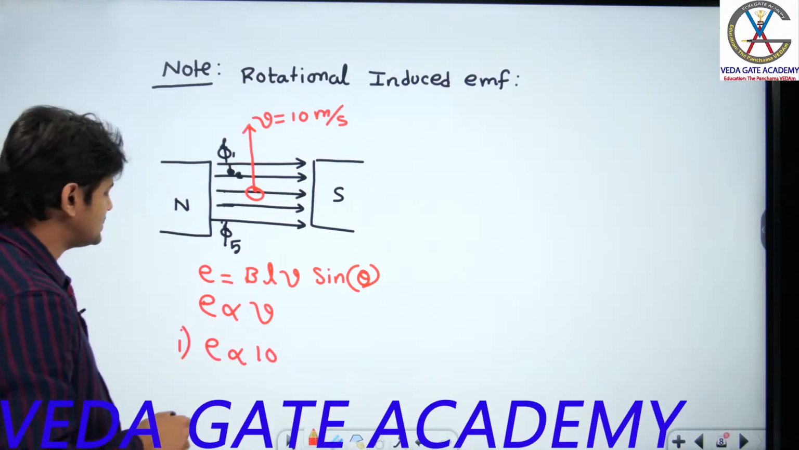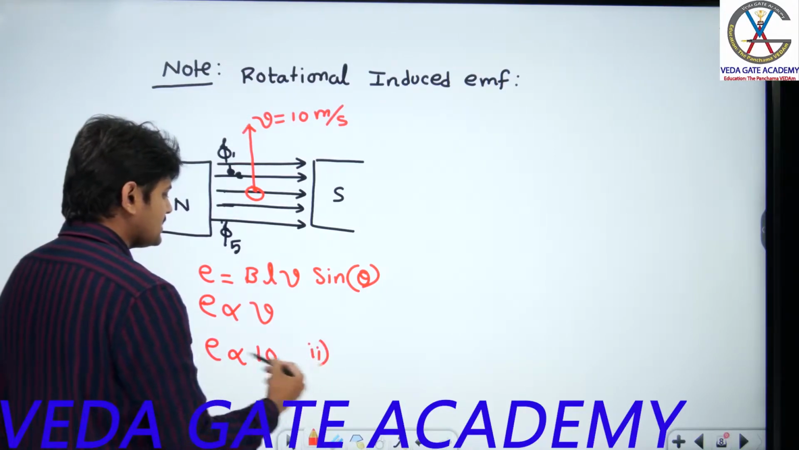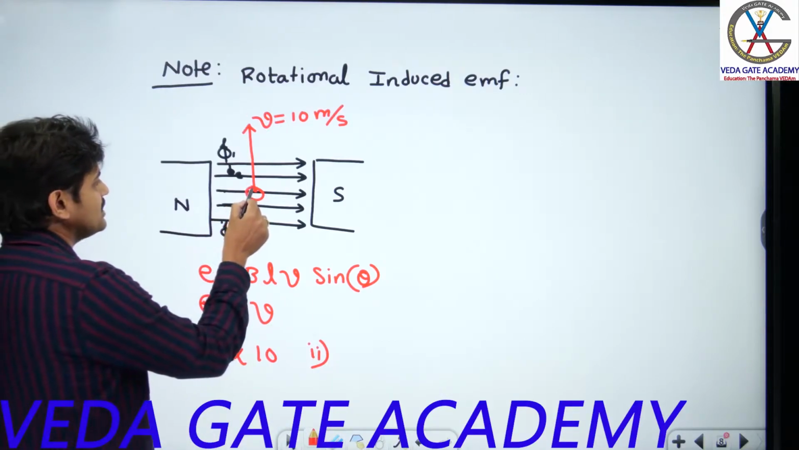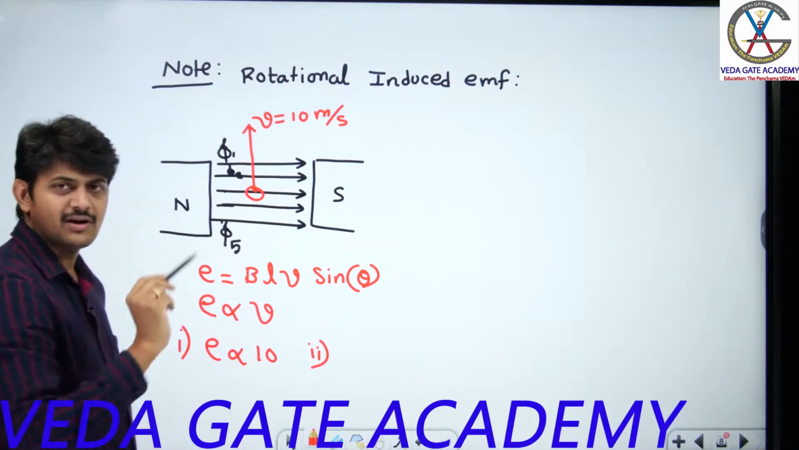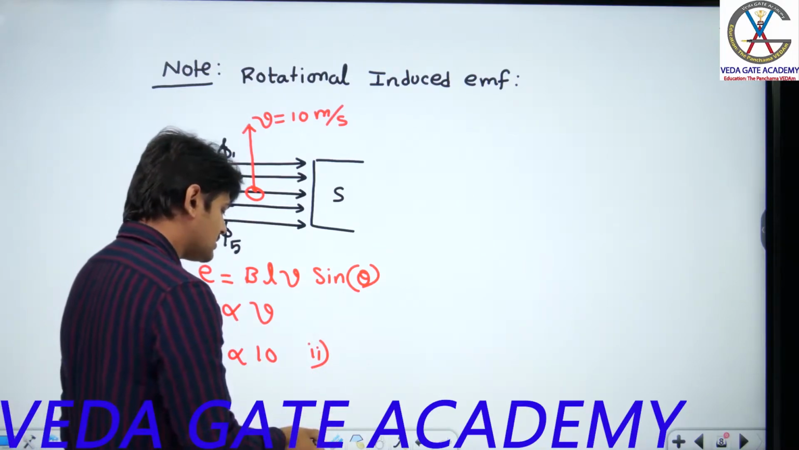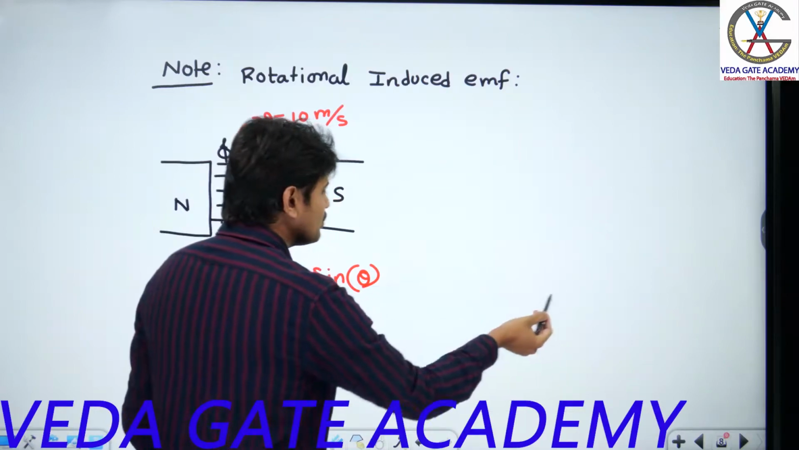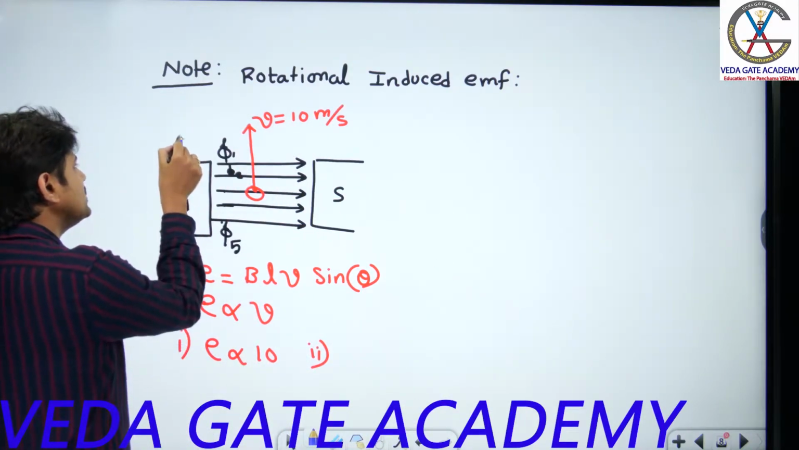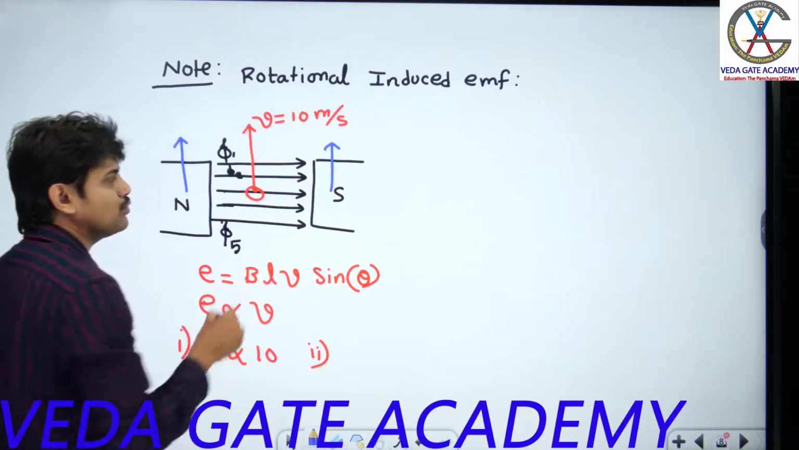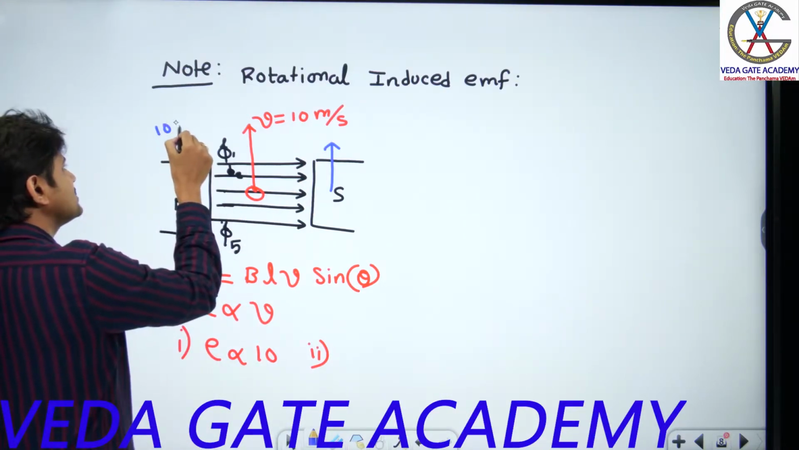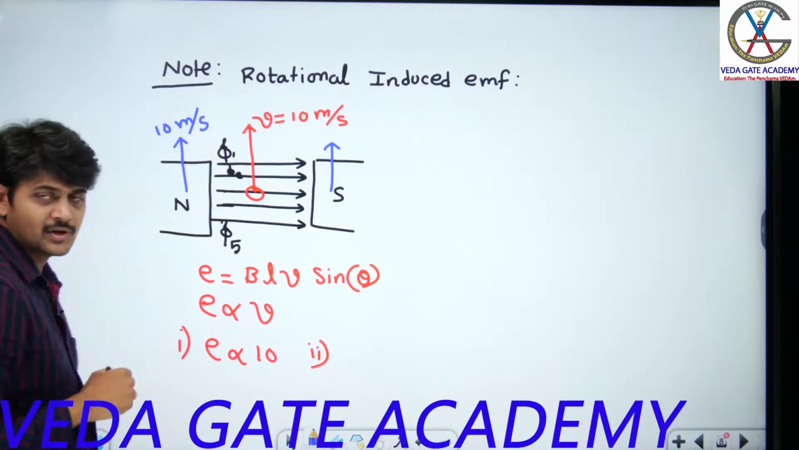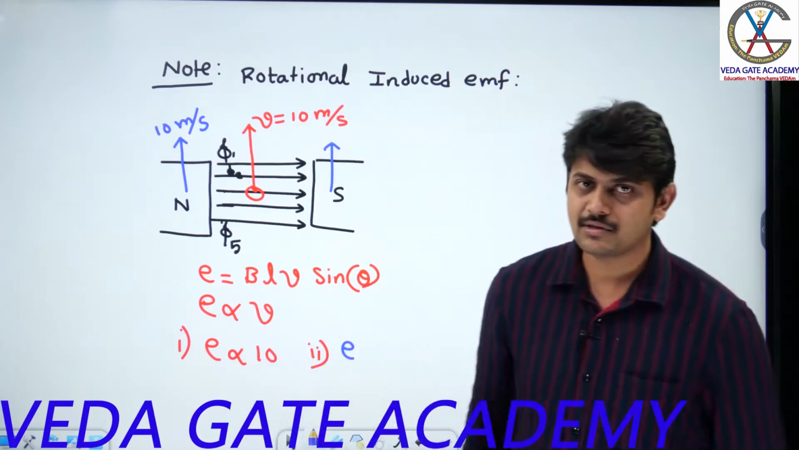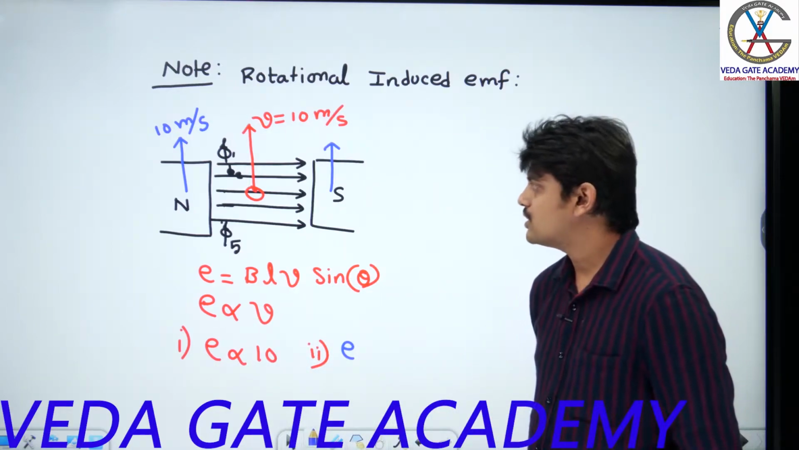Now in the second case, I am moving this conductor in the upward direction with a velocity of 10 meters per second. Apart from the conductor moving, I am also going to move the magnetic field with the same velocity of 10 meters per second. Now can you tell me how much EMF will be induced across the conductor in this case? Please pause the video and do the analysis.